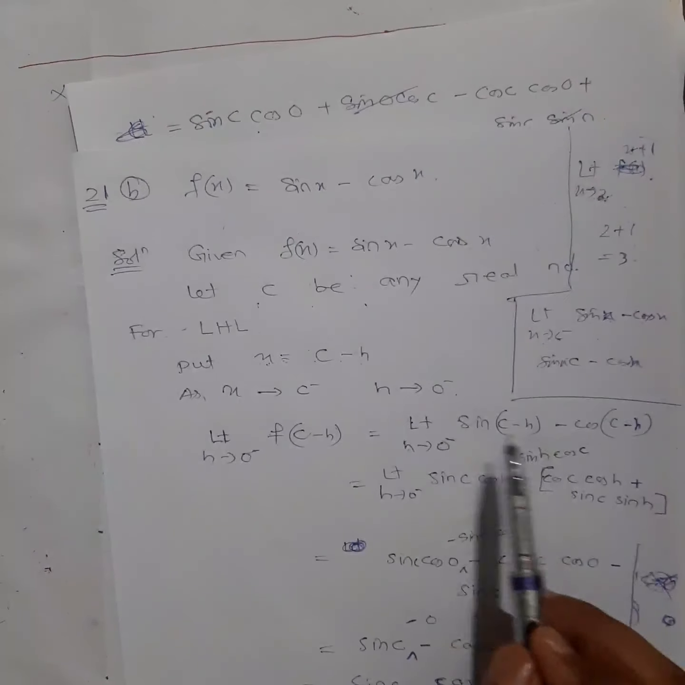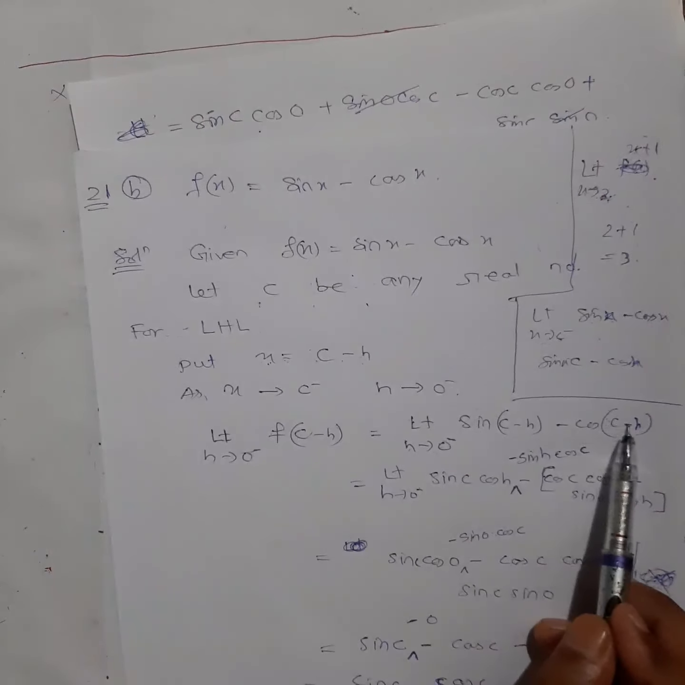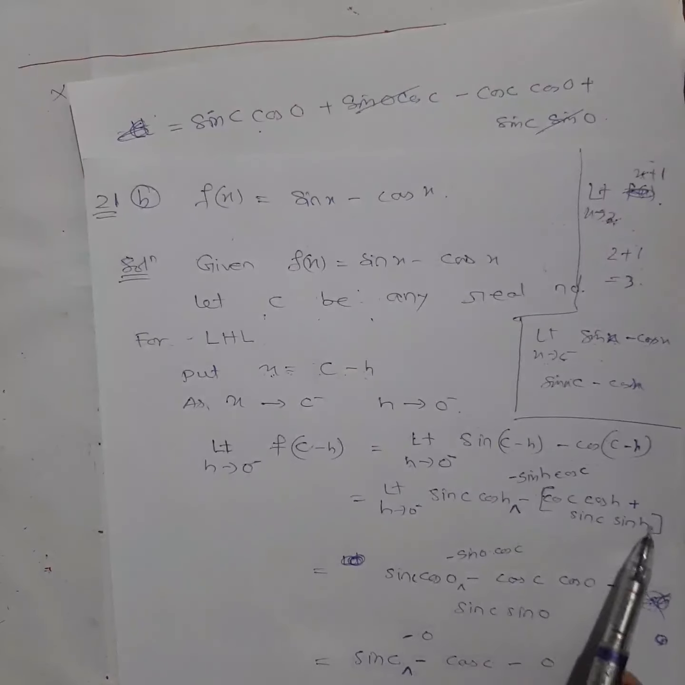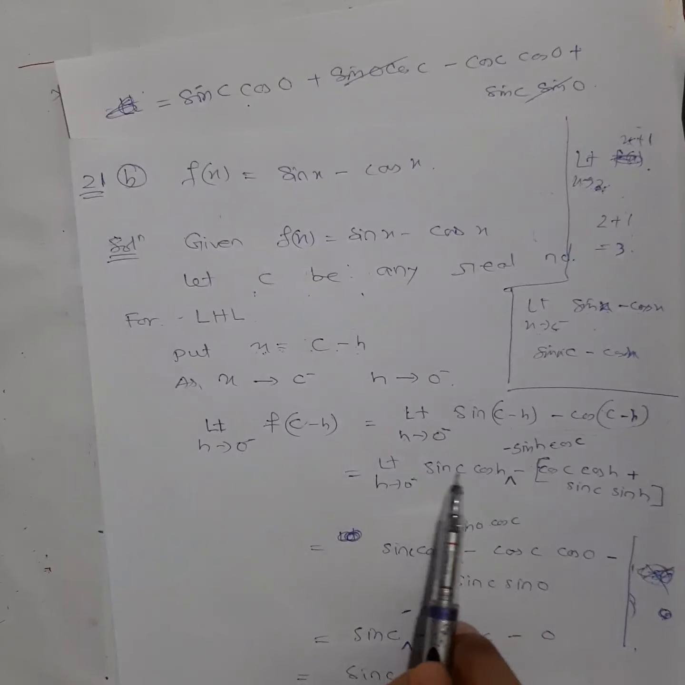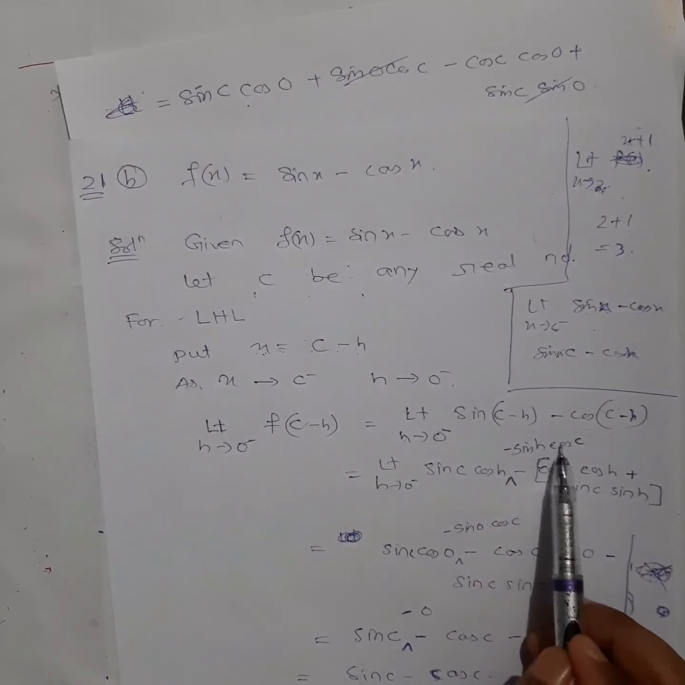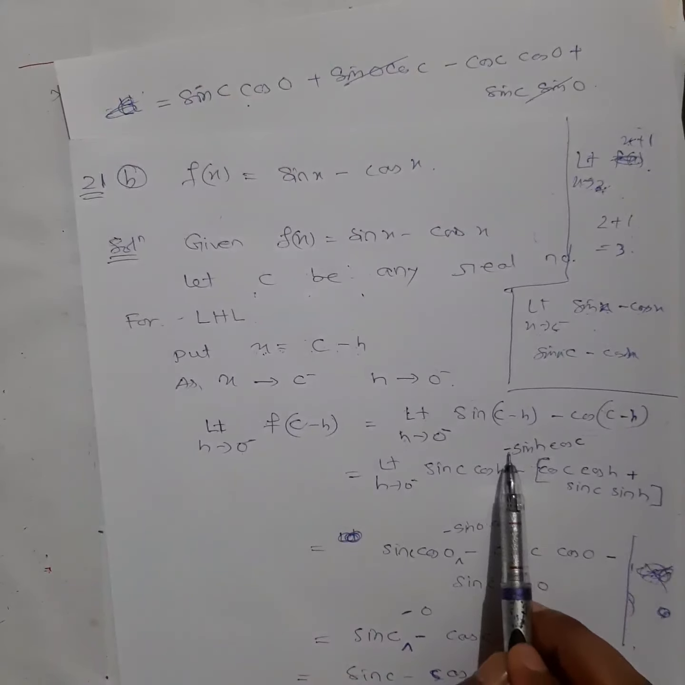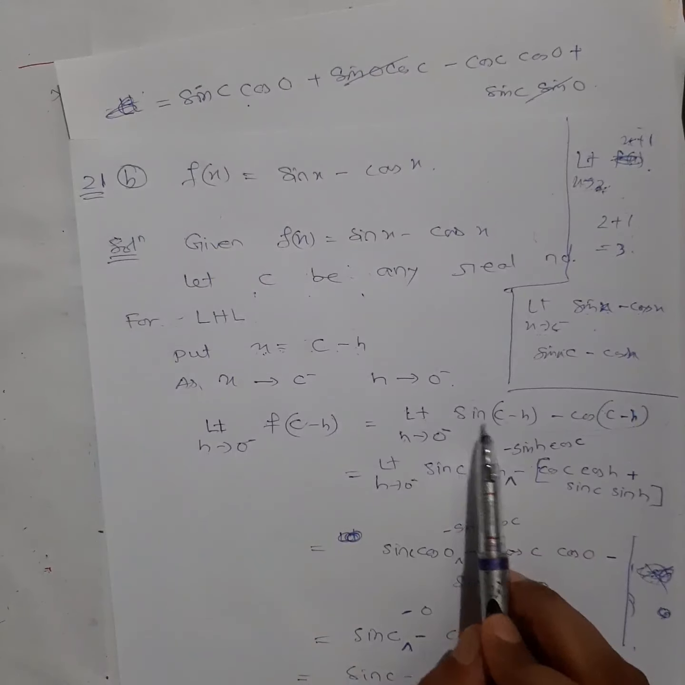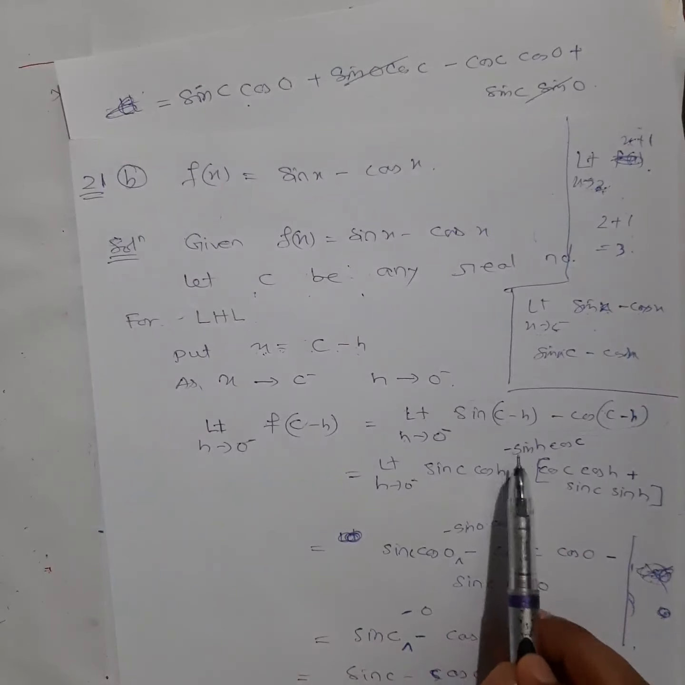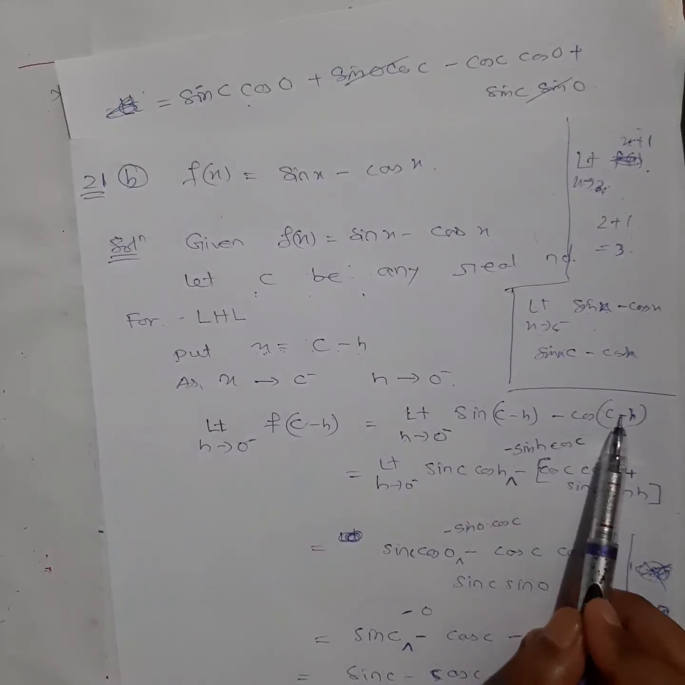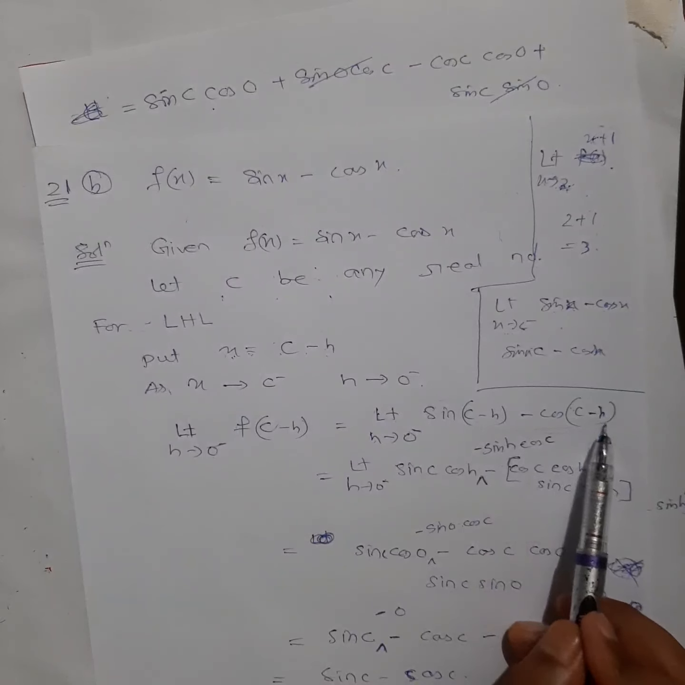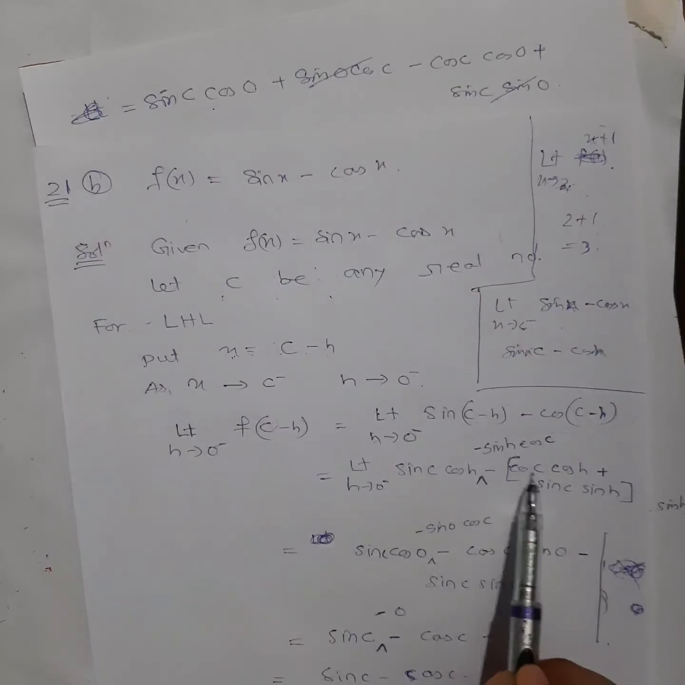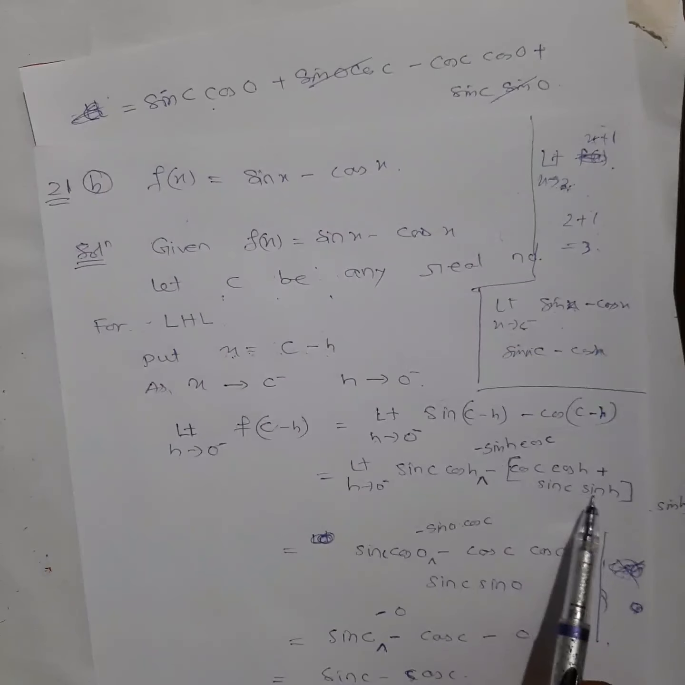You use this identity, sin(a minus b), cos(a minus b). I have used that identity here. You can see sin(a minus b) is sin a cos b minus cos a sin b. For sine trigonometric functions, the same sign will come, right? And for cos, the opposite sign will come. So for cos, what was the identity? cos(a minus b) is cos a cos b plus sin a sin b. Okay, cos a cos b plus sin a sin b.